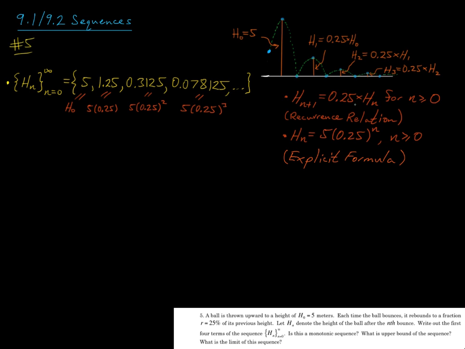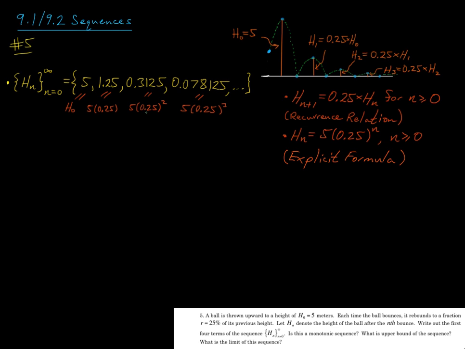Now, as a recurrence relation, what I included here, this is just saying, to go from the nth rebound height to the n plus first rebound height, just multiply that nth height by 0.25. That's what we call a recurrence relation. But in any event, there's the first 4 terms.